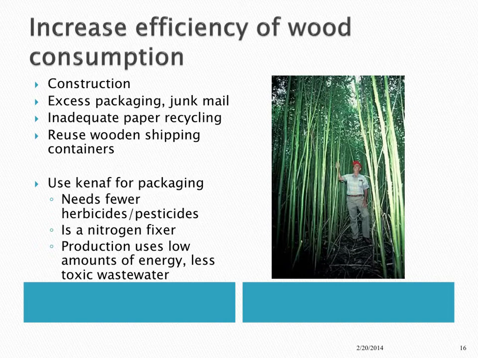There's a tree, you can see the picture on the right, called kenaf. It's still in big experimental phases. It needs fewer herbicides and pesticides. It's actually a nitrogen fixer, kind of like we talked about legumes were. Its production uses low amounts of energy and less toxic wastewater. It actually grows really quick. So maybe we can use something like this to make paper instead of wasting all our trees.